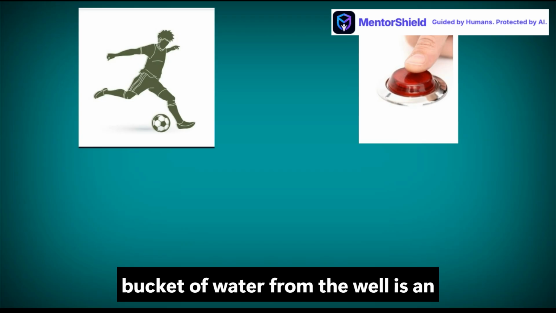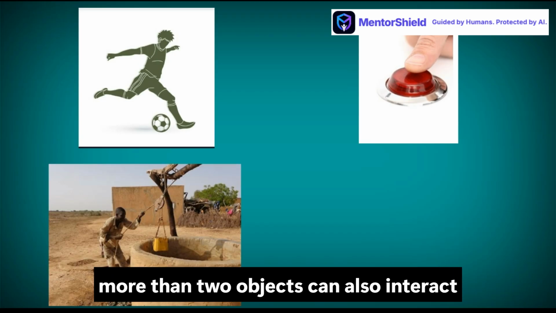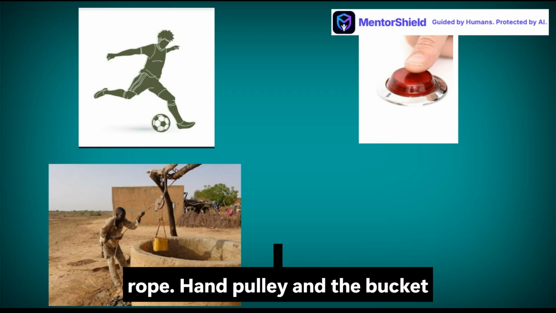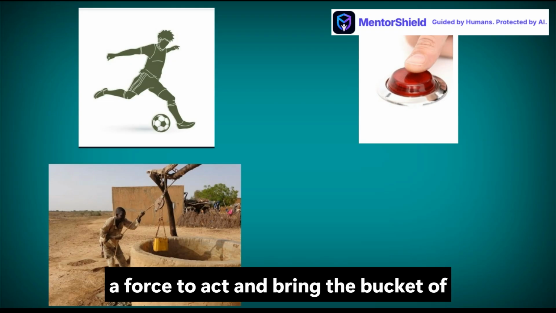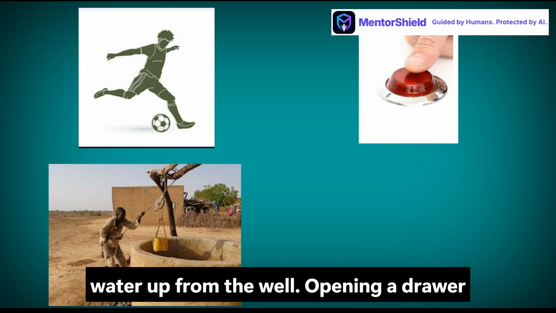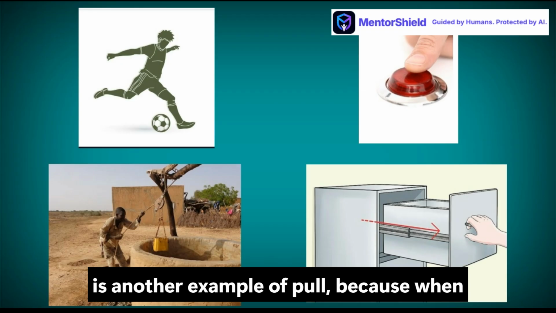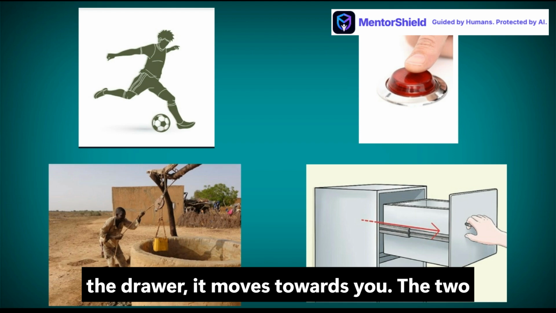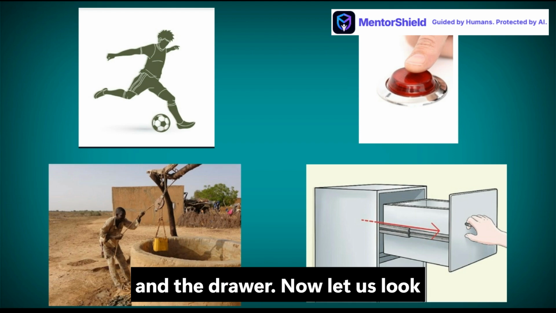Drawing a bucket of water from the well is an example of pull. As I said earlier, more than two objects can also interact for a force to act. So here we have the rope, hand, pulley and the bucket of water which together interact for a force to act and bring the bucket of water up from the well. Opening a drawer is another example of pull, because when you apply a force with your hand to open the drawer, it moves towards you. The two objects that interact here are your hand and the drawer.